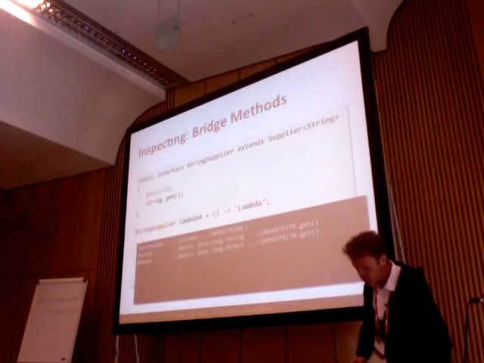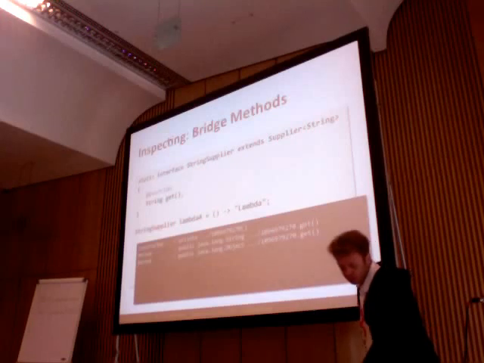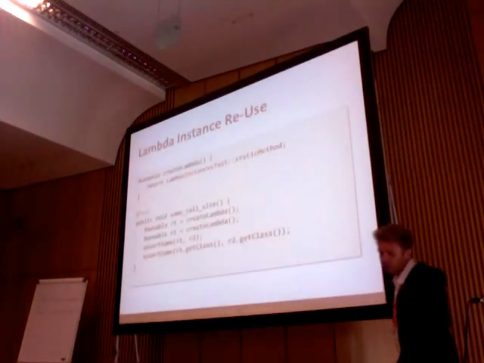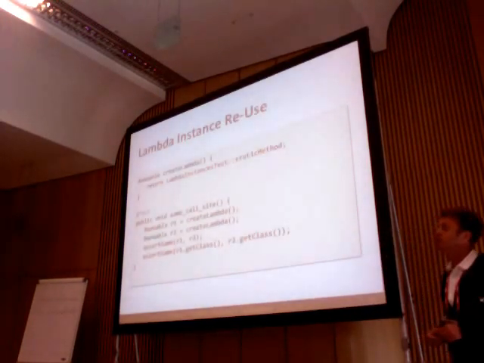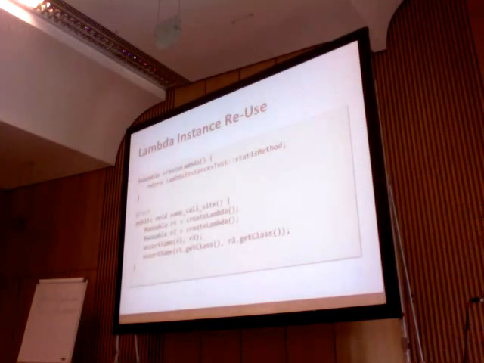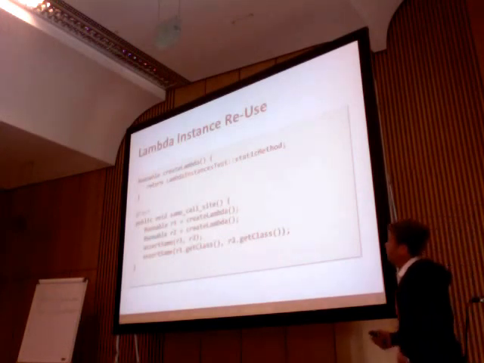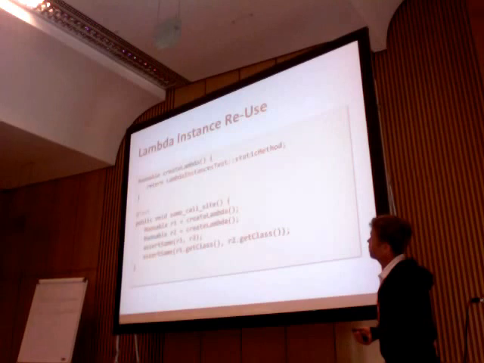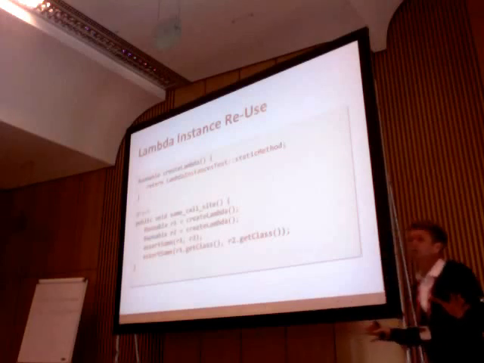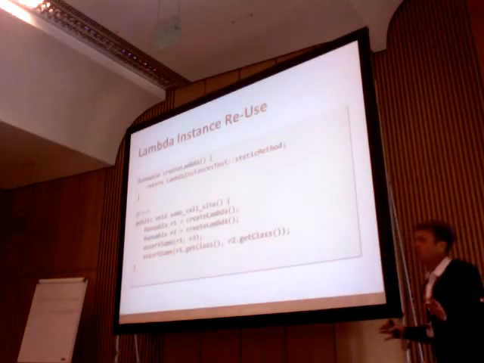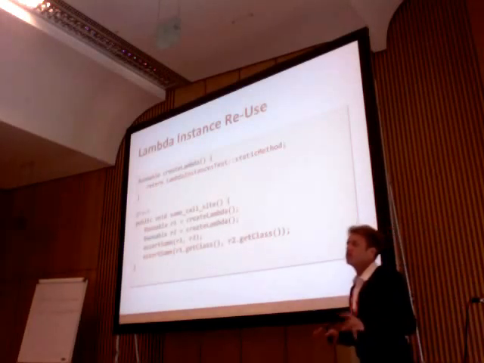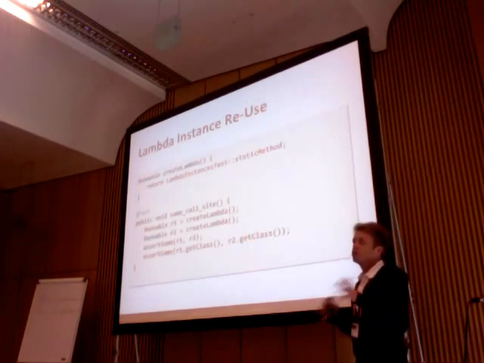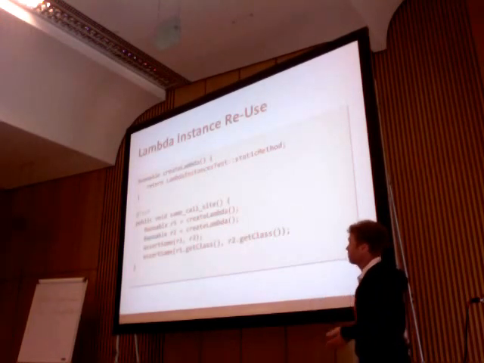Speaking about performance, there are some strategies to actually reuse Lambda instances. In this case, we have a function which simply creates a Lambda instance from a static method. So this does not capture any state at all. Obviously, the Lambda we create always has the same behavior. There's no way to put any parameters in the behavior of this Lambda.